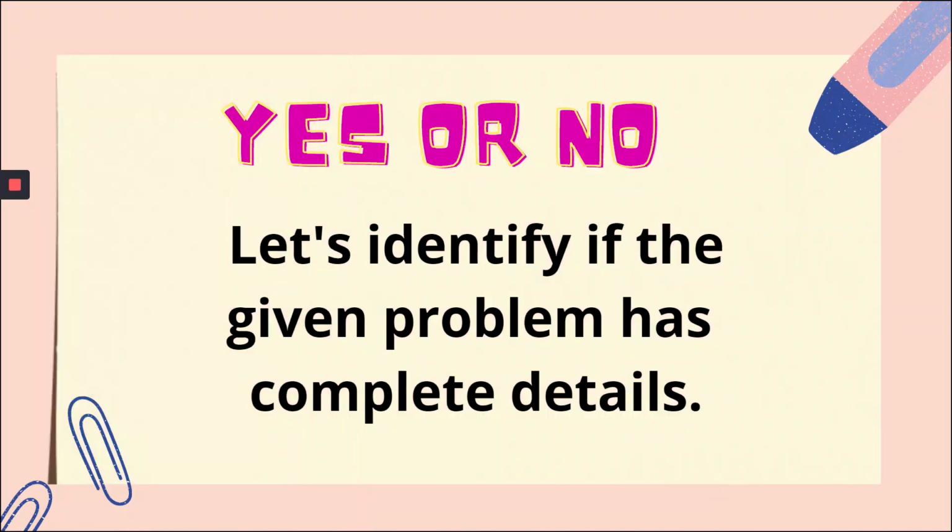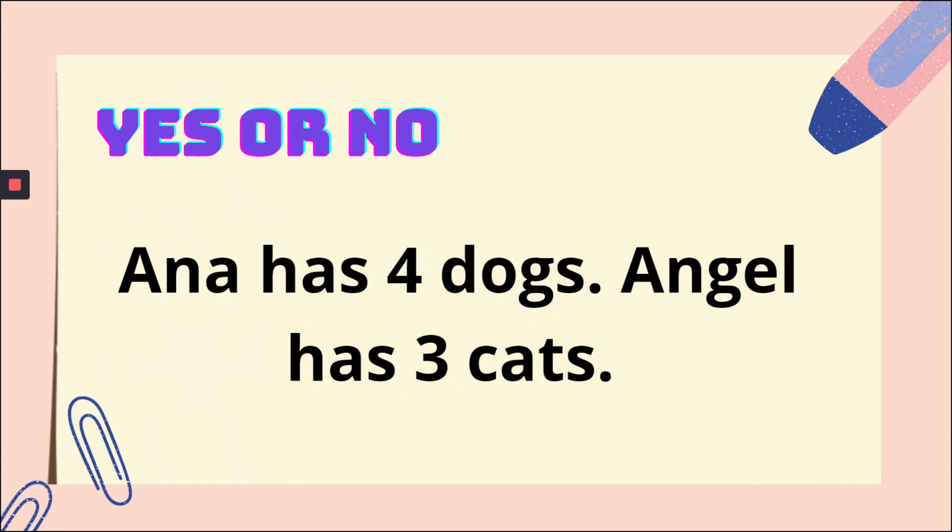Okay, so let's identify if the given problem has complete details. Tell me if it's yes, complete details, or no, if it's incomplete. Okay, let's have the first problem. Anna has 4 dogs. Angel has 3 cats. Can you solve the problem? Do you know what is being asked?